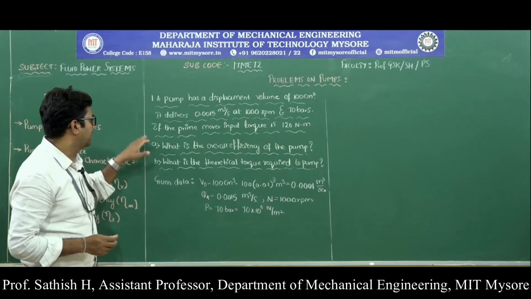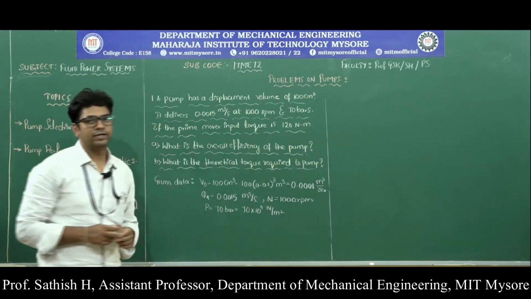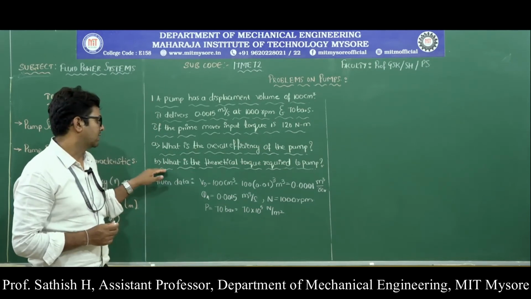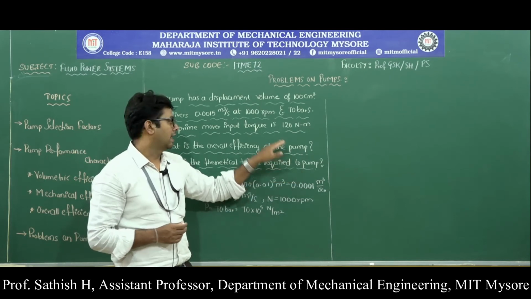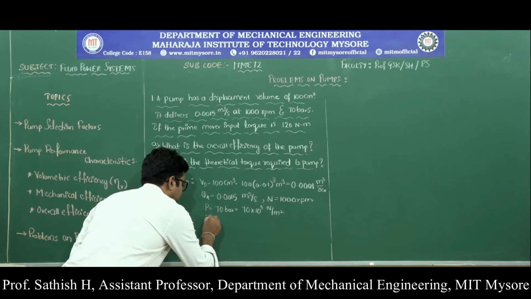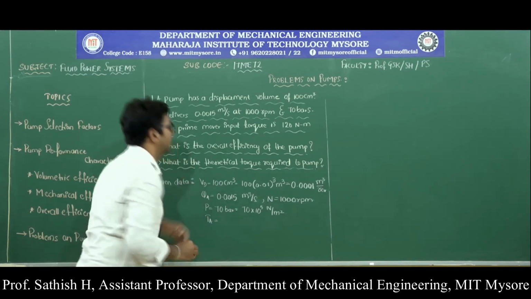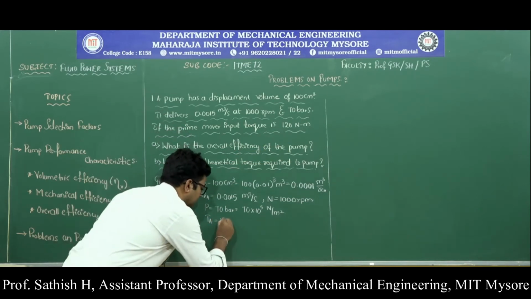Then the prime mover input torque is 120 Newton meter. What we are asked to find out is the theoretical torque, and the actual torque is given. So TA is equal to, actual torque, how much? 120 Newton meter.